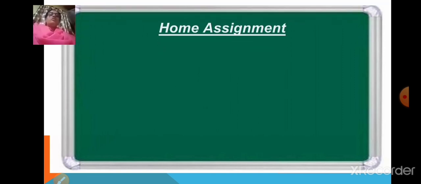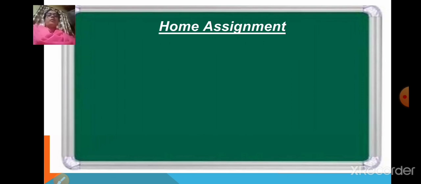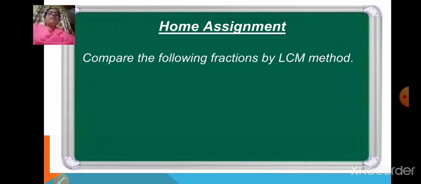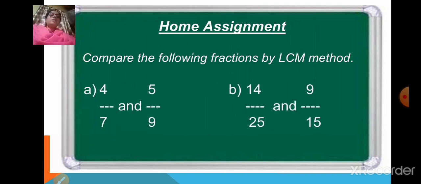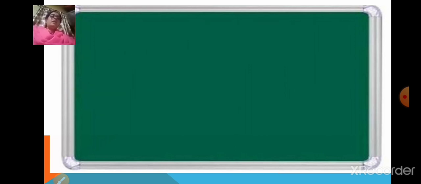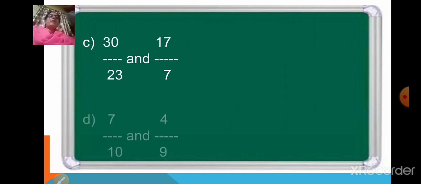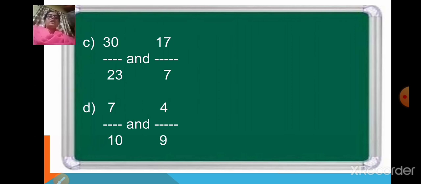Okay students, so once you know how to find the LCM, it is easy for you to solve the sums. Now some home assignment for you. Compare the following fractions by LCM method. The first one is 4 upon 7 and 5 upon 9. Second one is 14 upon 25 and 9 upon 15. Third one is 30 upon 23 and 17 upon 7. And the fourth one is 7 upon 10 and 4 upon 9. These 4 sums you have to do in your maths homework part.